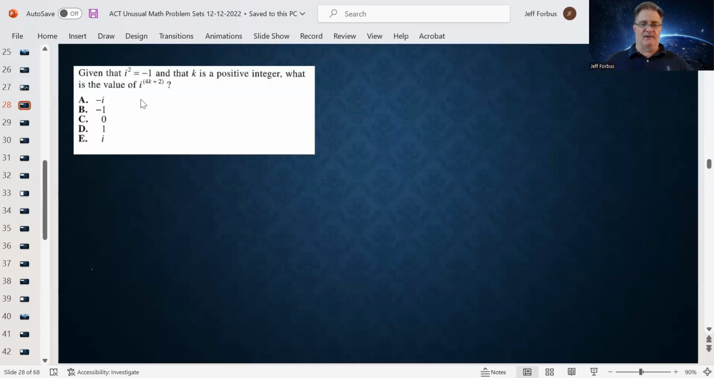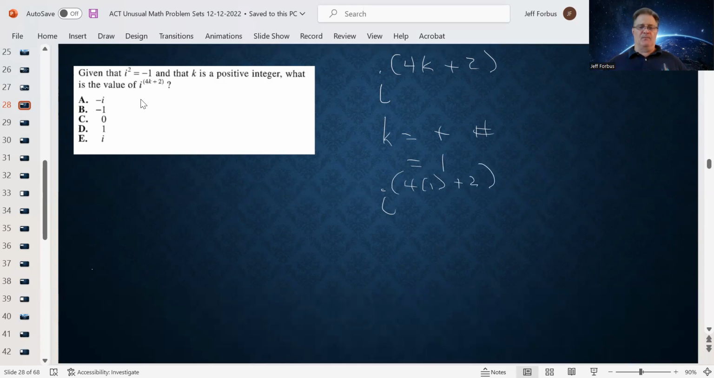So given that I squared is equal to -1 and that K is a positive integer, what is the value of I raised to the 4K plus 2? They tell us K is some positive number. Well, what if K is 1? Then I raised to the 4 times 1 plus 2. 4 times 1 is 4, plus 2 gives us I to the 6th. So what is I to the 6th equal to?